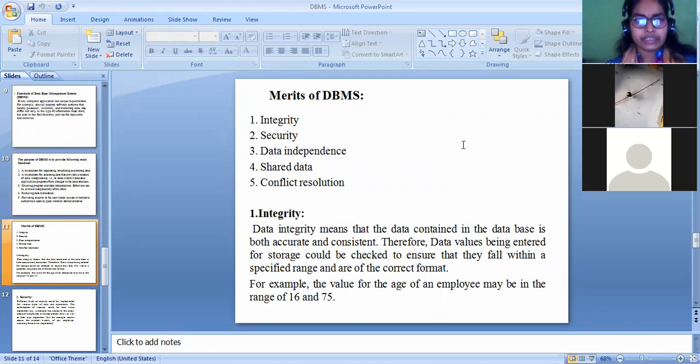Merits and demerits of DBMS. Merits means the advantages of a database management system. First is integrity, security, database independence, shared data, and conflict resolution.